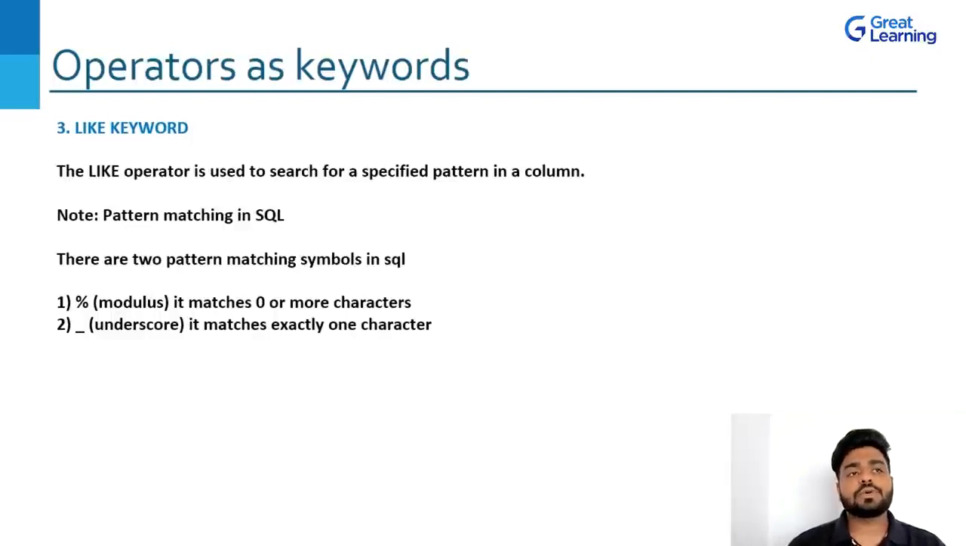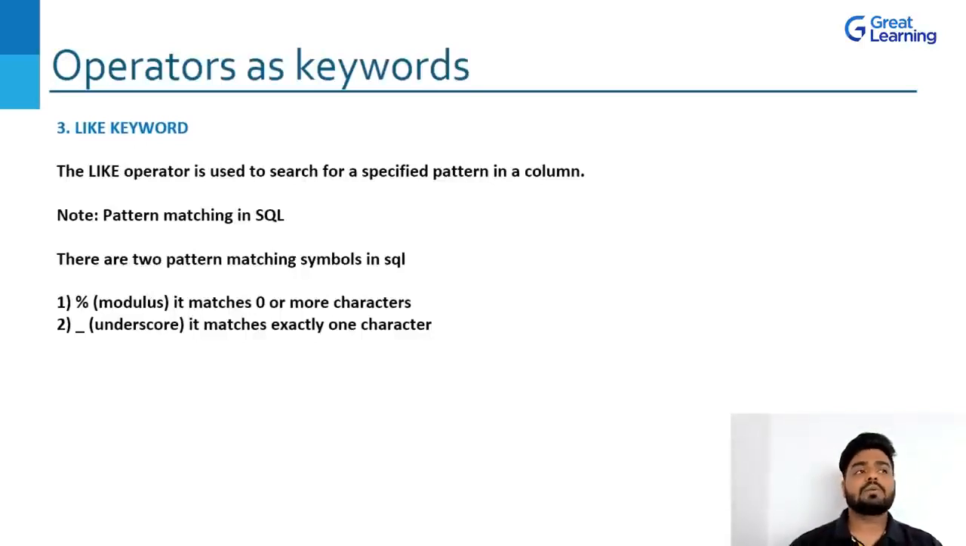Suppose I want all the A people's names above. So how will we use that? See, there are two pattern matching symbols in SQL: percentage and underscore. Percentage is also called modulus. It matches 0 or more characters. So it either matches 0 characters or it will match more characters, not 1. But underscore matches exactly 1 character.